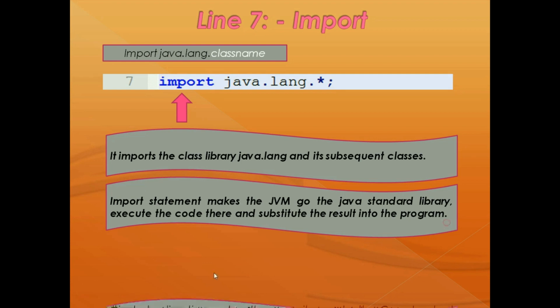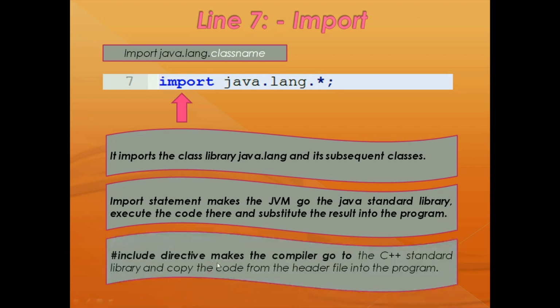We know that the hash include directive makes the compiler go to the C++ standard library and copy the code from the header file into the program. As a result, the program size increases, thus wasting memory and processor time. It means the import statement is better than the hash include statement.